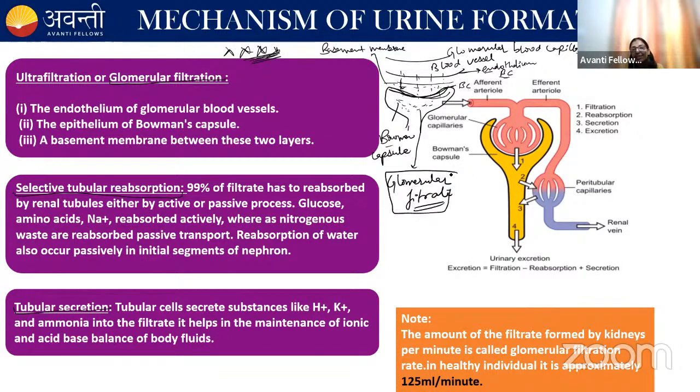Now this glomerular filtrate will enter into the PCT, then the loop of Henle and DCT, and finally the collecting duct. Remember one important point, that 99% of the filtrate has to be reabsorbed by the renal tubule. Remember this. This is very important. It could be either by passive or active process. I told you.